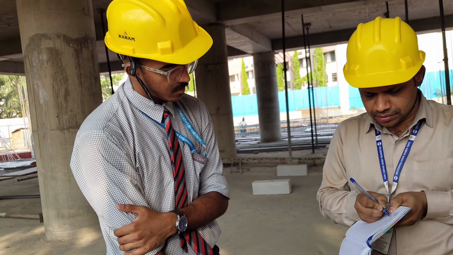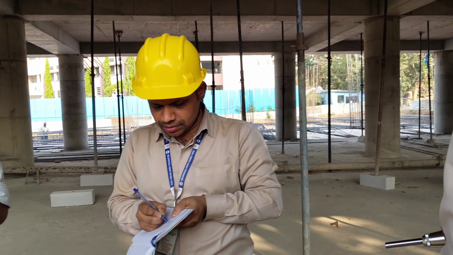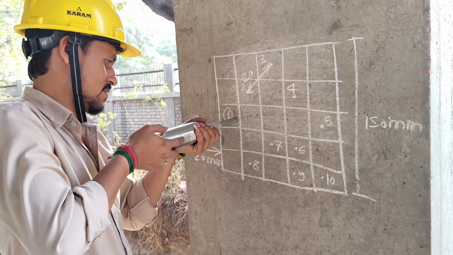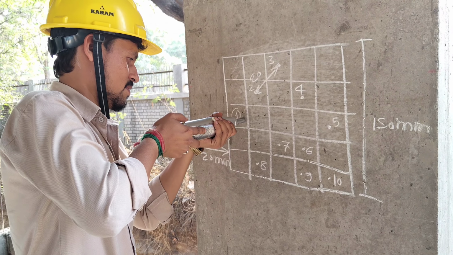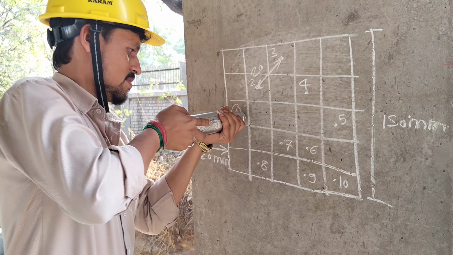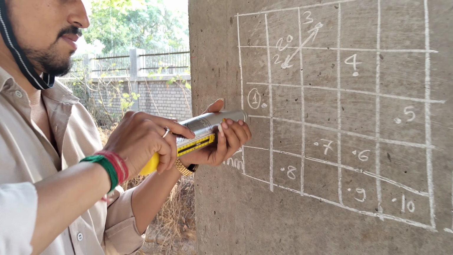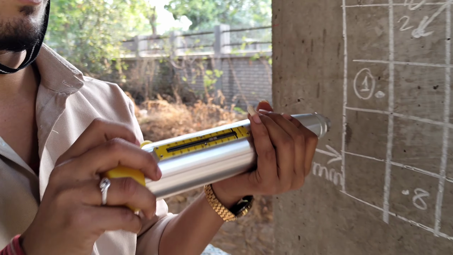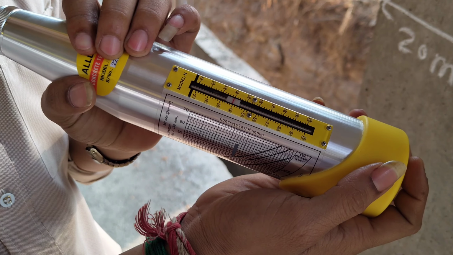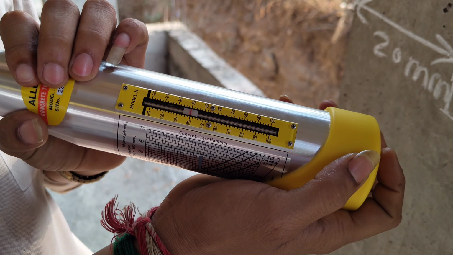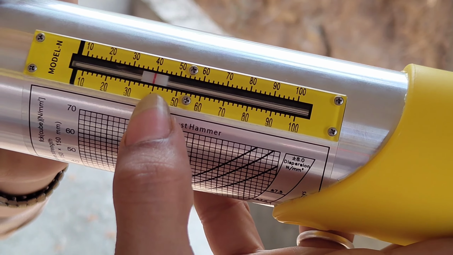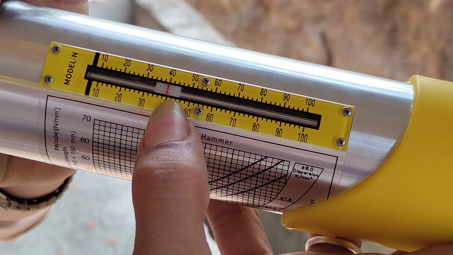Now we have to start the process. We have to set the plunger against the surface of the concrete. After setting it, you will hear a sound. After that, press the locking knob, and after pressing the locking knob you have to read the measurement on this scale. You will see here the reading is 40, that is the rebound number, the rebound index is 40. The red line indicates the reading, that is 40.